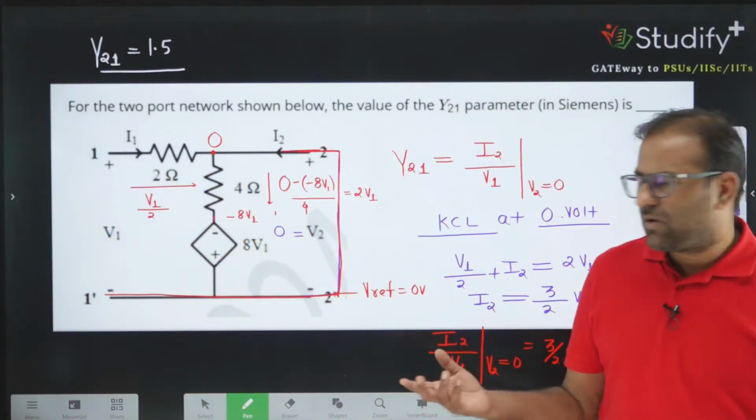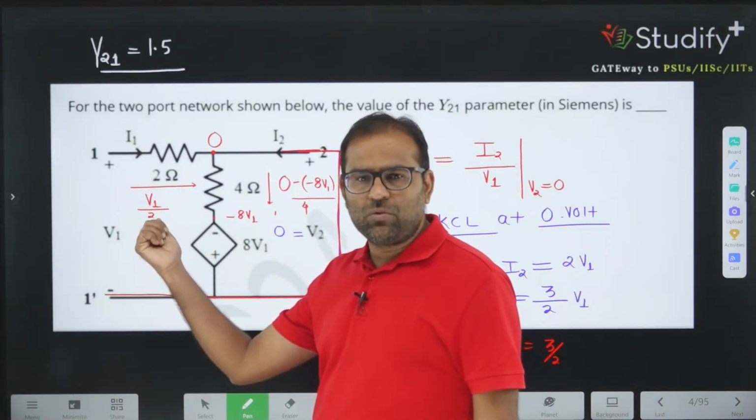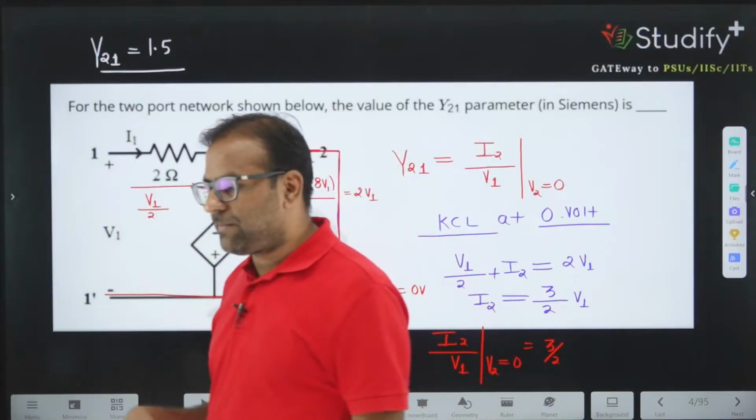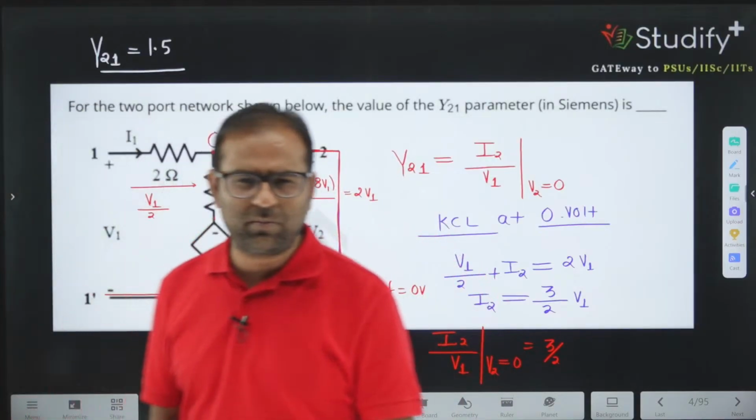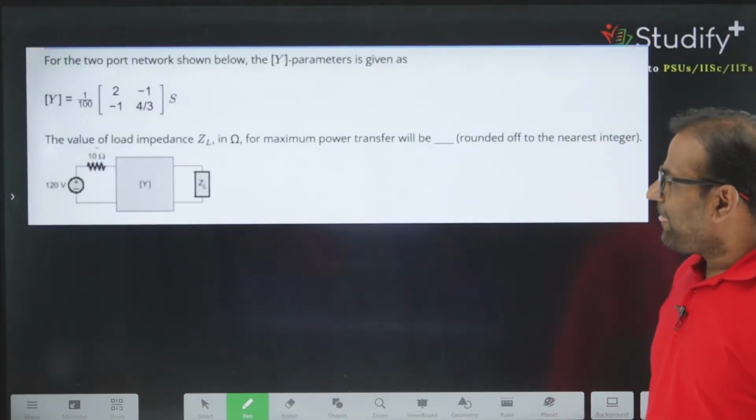You can calculate the Y11 parameter also. I1 equal to V1 by 2, so I1 divided by V1 ratio is 1 by 2, but they are not asking it, so we will not calculate it, because it is a very simple circuit. Why should we calculate all the parameters? Okay.